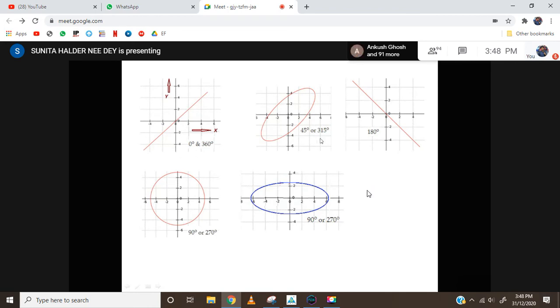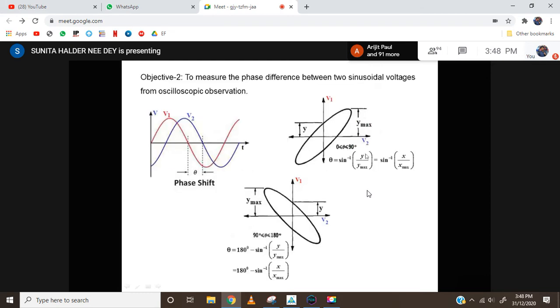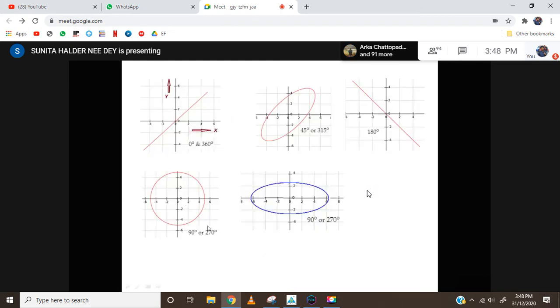Similarly, for 45 degree, it will be 1 by root 2. For 180 degree, it will be just opposite, in the negative slope. For 90 degree, obviously, it will be sine inverse 1 by 1. So in that case, it will be a circle. Now it may happen, sine inverse y by 1 does not mean the Lissajous pattern will always be a circle. It will be an ellipse also, with its minor axis and major axis coinciding with the x and y axis.